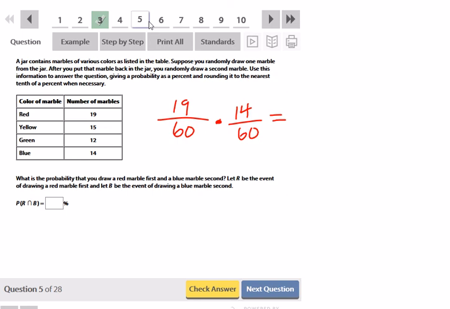So let's see here. This becomes a 2. That becomes a 7. This becomes a 30. It looks like nothing else can be reduced. And they want us to enter it as a percent to the nearest tenth of a percent. So I shouldn't even be reducing anyway. I should just multiply. 19 times 7 equals 133, divided by 30 times 60, which is 1800. 133 divided by 1800 is about 7.4%. Approximately 7.4% to the nearest tenth.